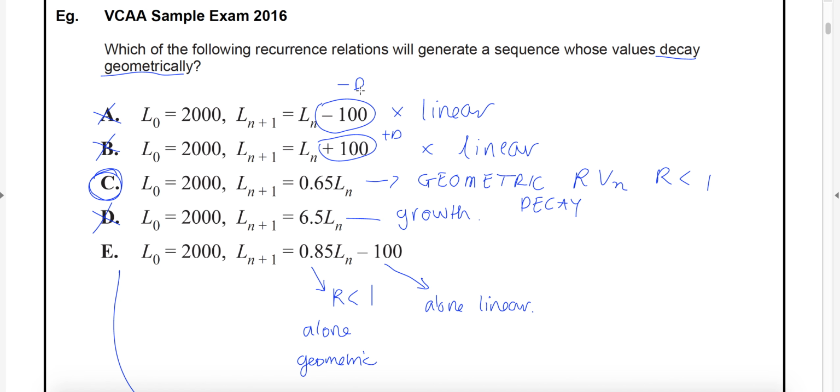And from here, what we're going to do is start looking at these sequences or these recurrence relations, but with a financial aspect to them.